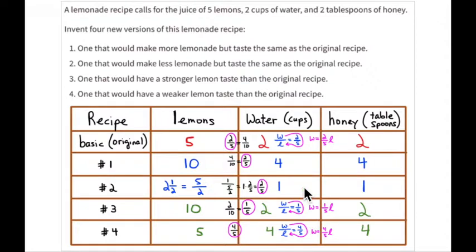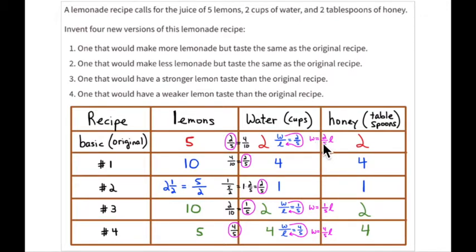Now, if you look at these in order, this is the strongest lemon flavor. So the amount of water is 1/5 the number of lemons. So not very much water. You got 5 lemons, 10 lemons. You're going to use 1/5 the number of lemons for the amount of water that you use. This one has a weaker lemon flavor.